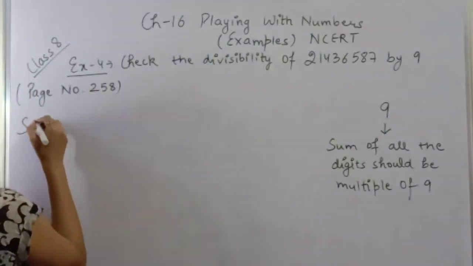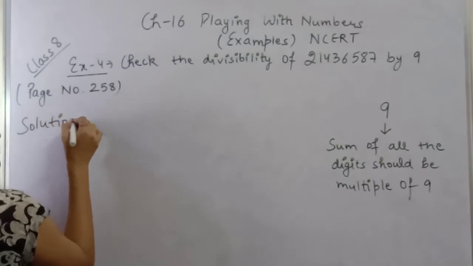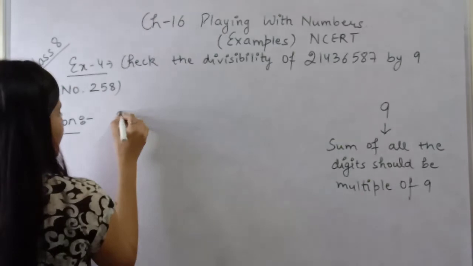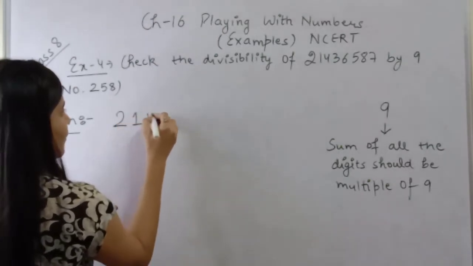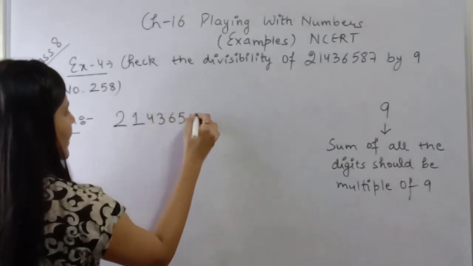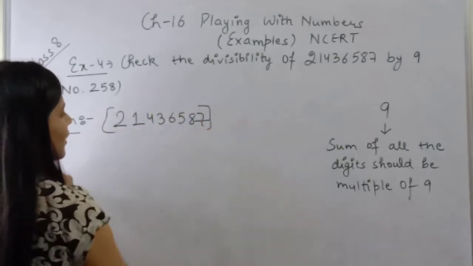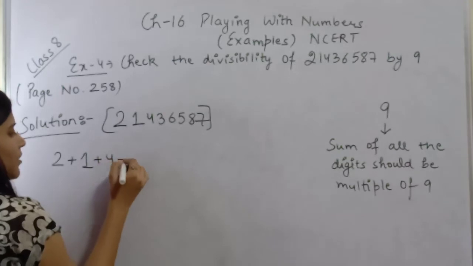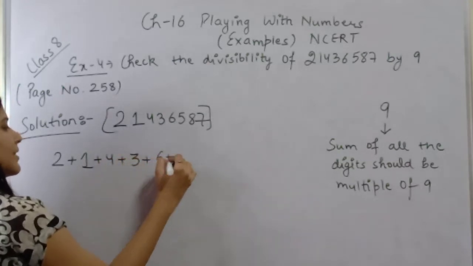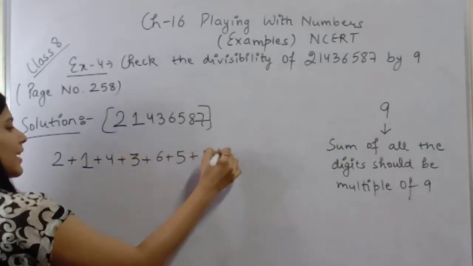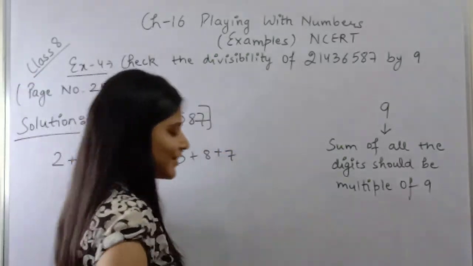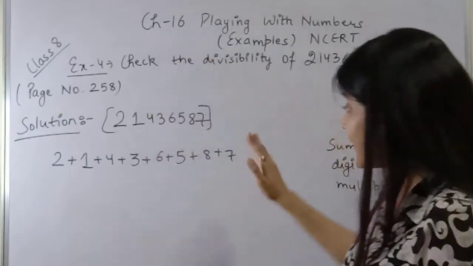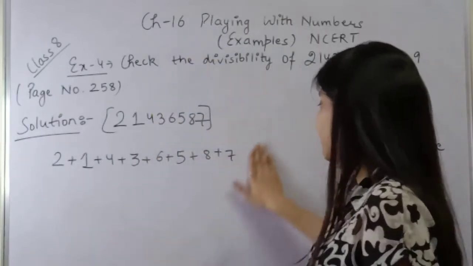So the solution would be 2 1 4 3 6 5 8 7. ये नंबर है हमारे पास. So let's add the digits of this number. 2 plus 1 plus 4 plus 3 plus 6 plus 5 plus 8 plus 7. इनको ऐड करके जो भी नंबर आएगा that should be a multiple of 9. Only then this number will be a multiple of 9.